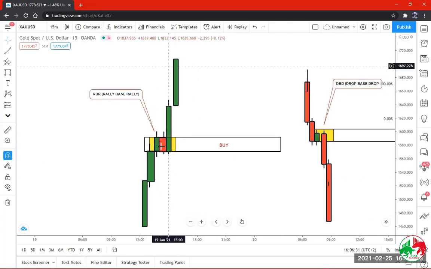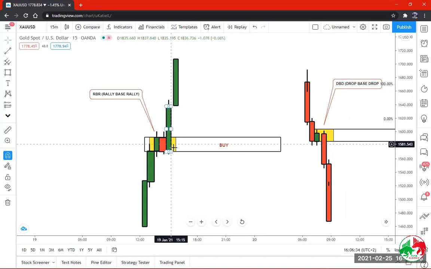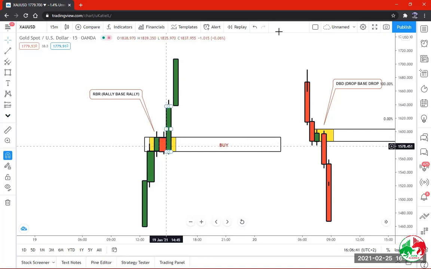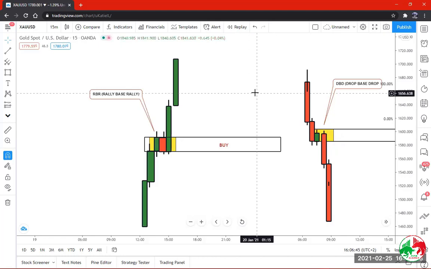So basically, when we have this type of continuation, you mark your imbalance, which is your base, then wait for price to come back and revisit this level before continuing up with the uptrend, in the case of an uptrend.